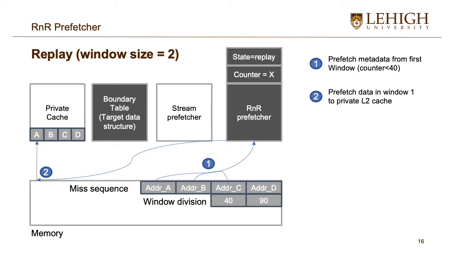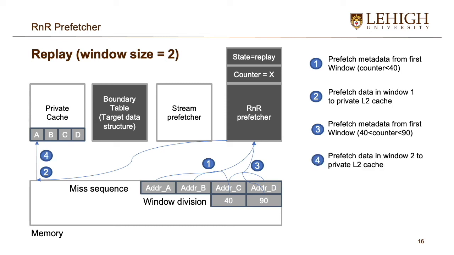After the prefetcher state is set to replay, the RnR prefetcher starts to prefetch metadata from memory and uses the stored miss sequence for prefetching. In the meanwhile, the counter records the number of accesses during each prefetch window. When the counter value is equal to or greater than a window division value, the prefetch window advances to the next one and prefetches one window ahead for double buffering. When all of the prefetches are issued within the current window, the prefetcher will pause and wait for the access counter to catch up with the recorded number of accesses during the window.